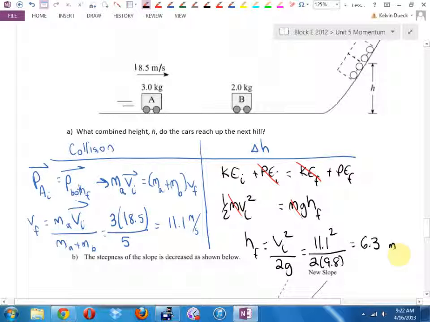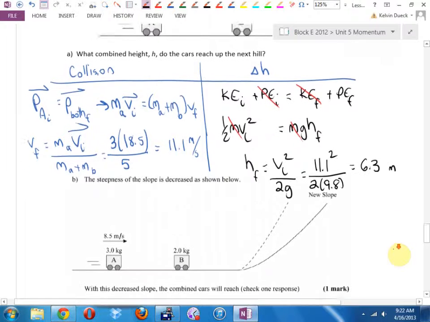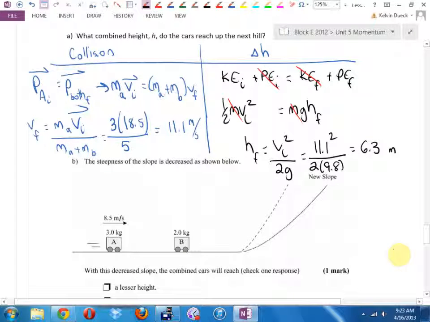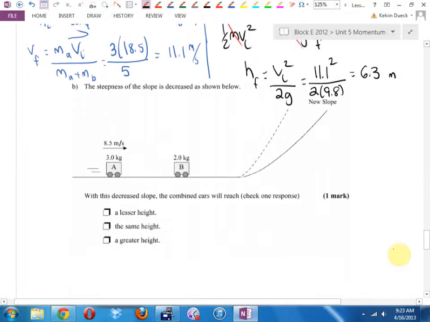All right, let's put our thinking caps on. The steepness of the slope is decreased as shown below, so the slope is shallower. With this decreased slope, the combined cars will reach a lesser height, the same height, or a greater height. Since there's 3 answers, once again we'll vote by how high you hold your hand up to indicate your certainty. So we have first answer, second answer, or third answer.